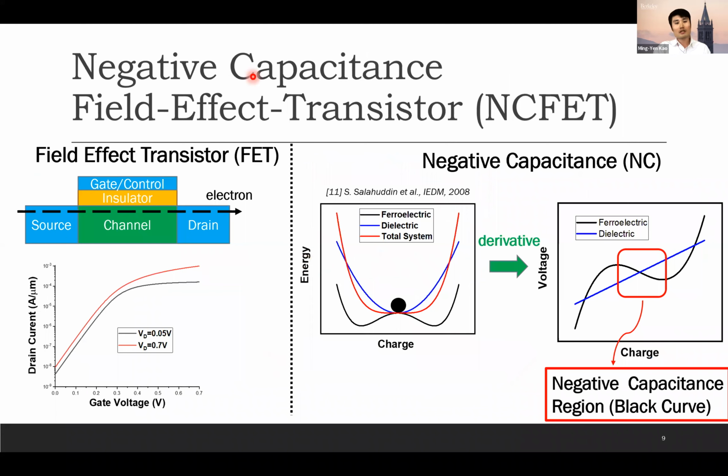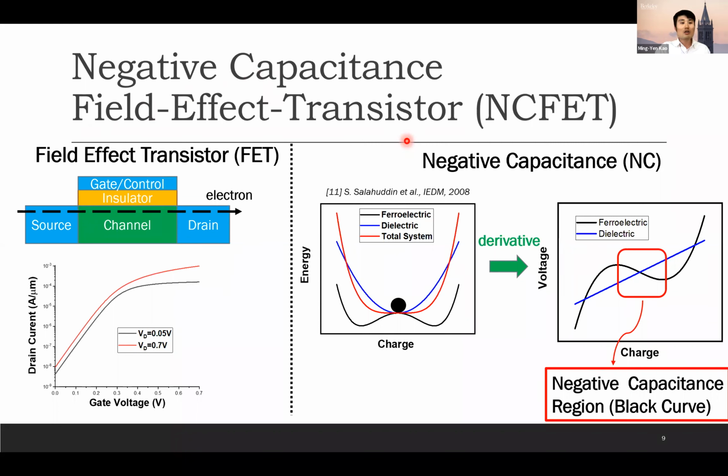Okay, so what I'm going to talk about next will be the NCFET. That is a term that appears very frequently throughout my research topics, so I have to explain what the NCFET is first. We can split NCFET into NC and FET. NC is negative capacitance, and the FET can be represented by this field effect transistor.